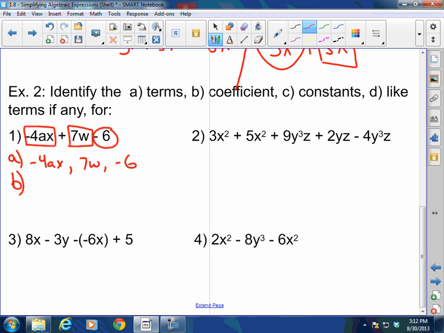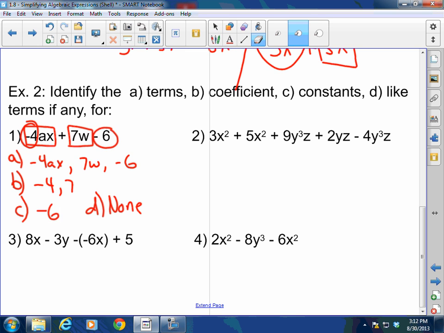Coefficients. Well, the coefficients here are going to be negative 4, as this belongs to the ax, and also 7. Constants. The only constant here is negative 6, and there are no like terms because I have an ax and a w. Those are not the same variables, and they're definitely not raised to the same power, so there are no like terms.